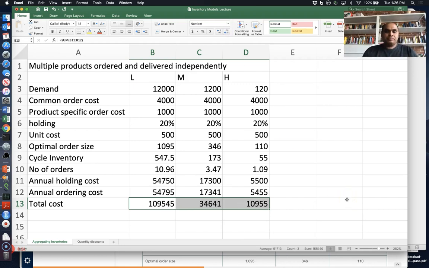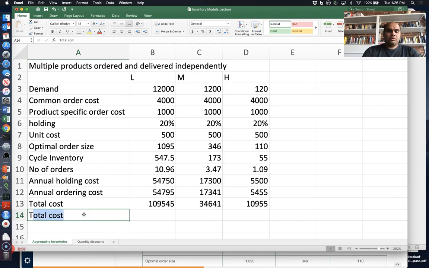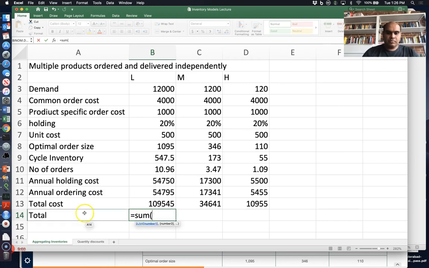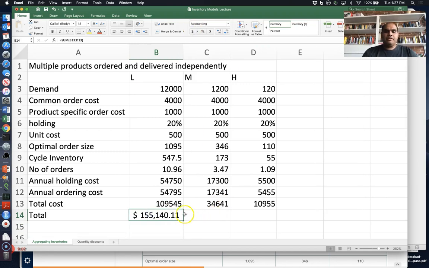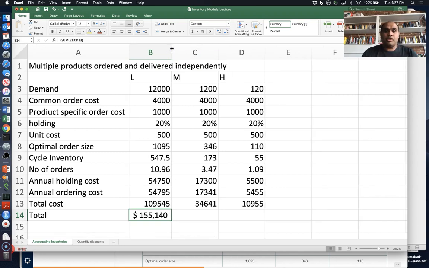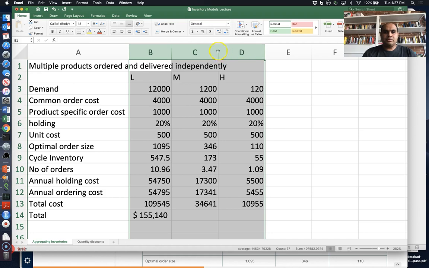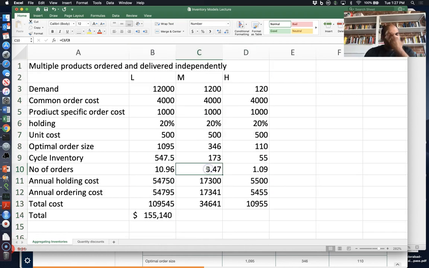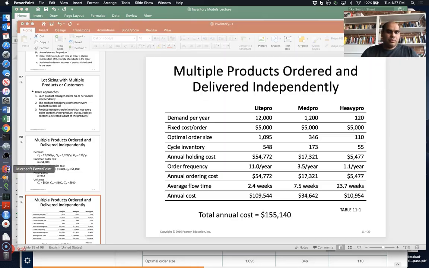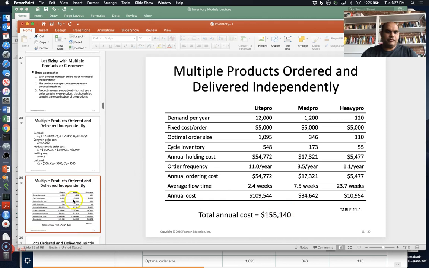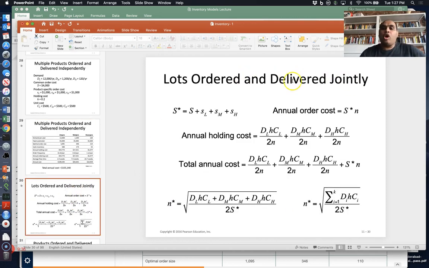There you go. The total is the sum of everything. There you go. $155,140. That's essentially what that is. That's the total cost of ordering and managing them independently. Right now, 155,140. Now, what if they are ordered and delivered jointly?